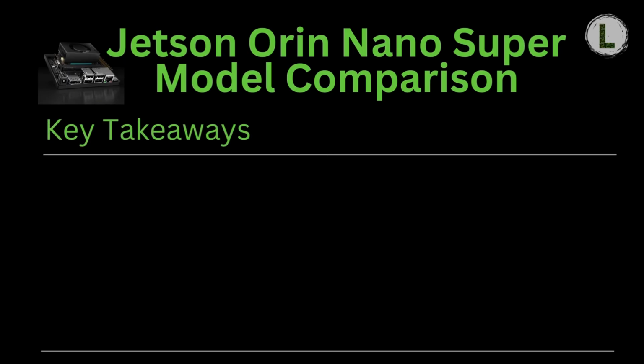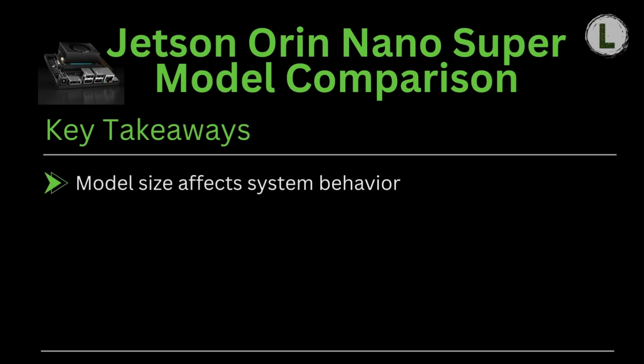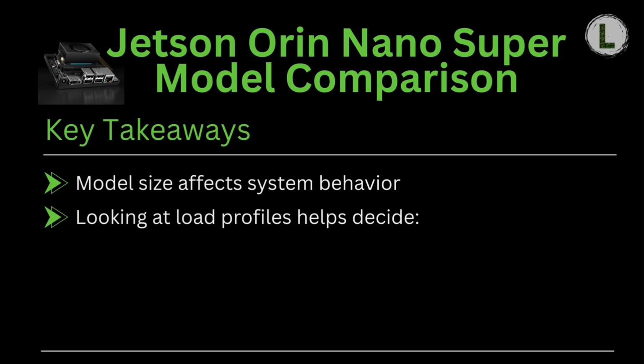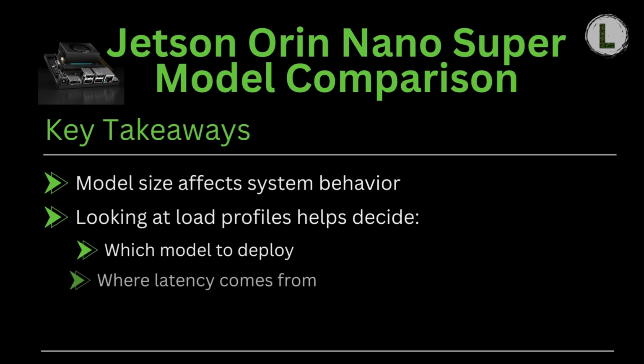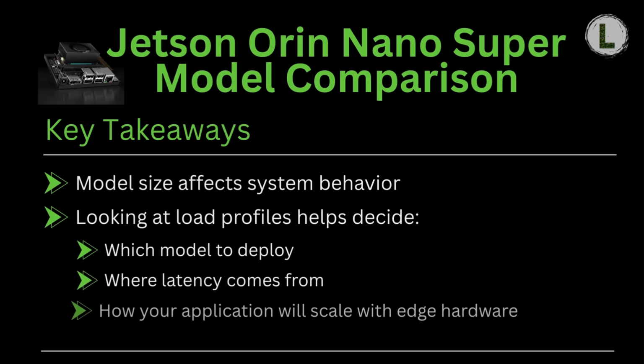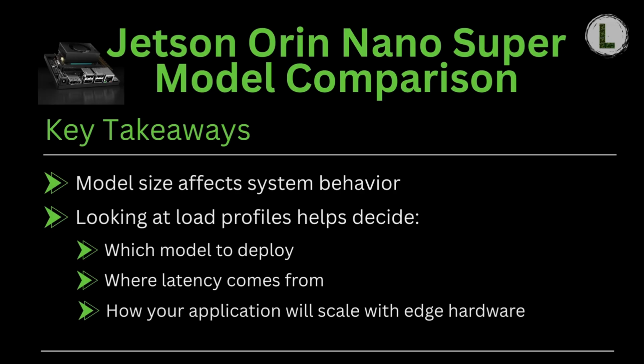The big takeaway here is that model size doesn't just affect output quality, it directly affects system behavior. By looking at GPU load, EMC load, and other load profiles, along with the timing of the inference stages, you can make much more informed decisions about which model to deploy, where the latency is coming from, in which stage for example, and how your application is going to scale with edge hardware like the Jetson Orin Nano.